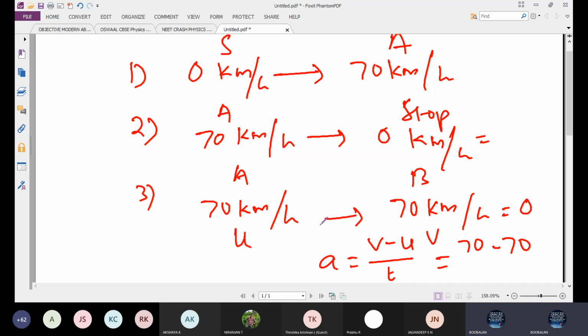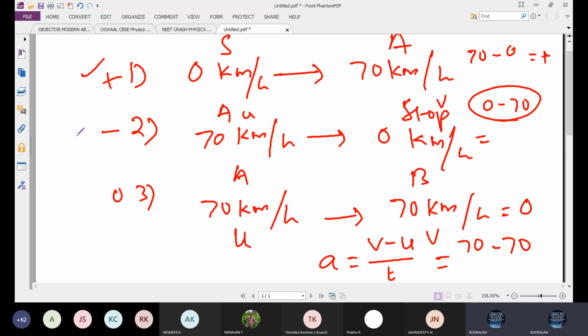Now second condition, v minus u. This is the v value, this is the u value. v value 0 minus u value 70, so this value is negative. First case, 70 minus 0, now this is positive. Did you understand? So let's go to the next topic.